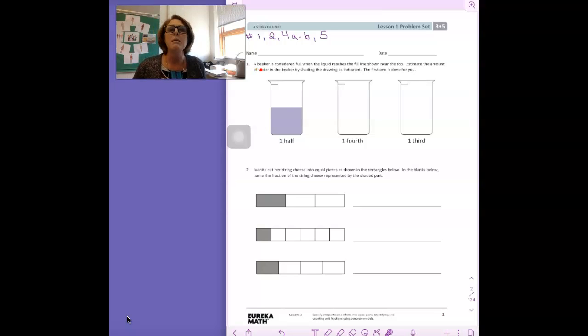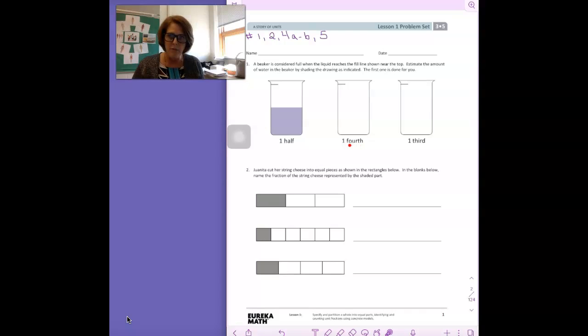Number 1: a beaker is considered full when the liquid reaches the fill line shown near the top. So right here, shown near the top. Estimate the amount of water in the beaker by shading the drawing as indicated. The first one is done for you. A beaker is kind of like a cup. It goes out at the top like you can see here, and it's used in science for measuring things, okay? So this line right here is considered full. So if we're doing 1/2, it would be filled about that far.